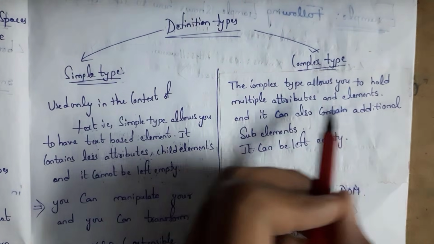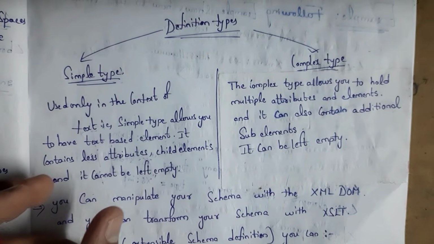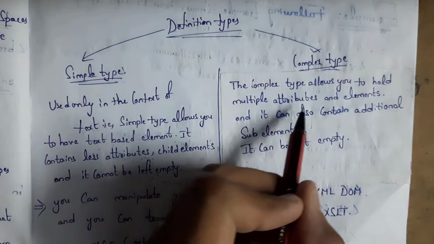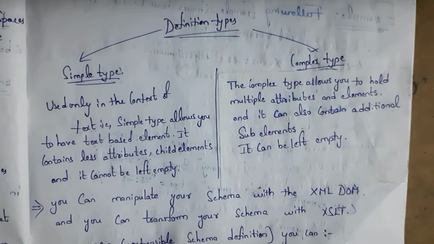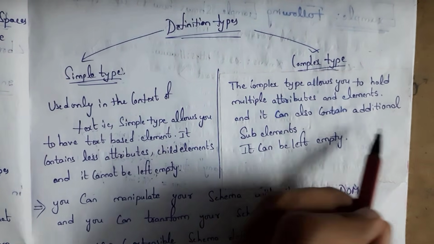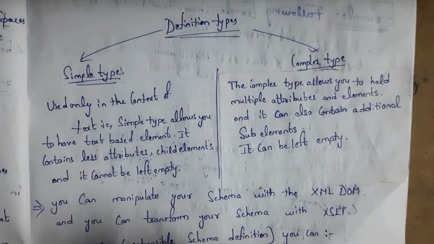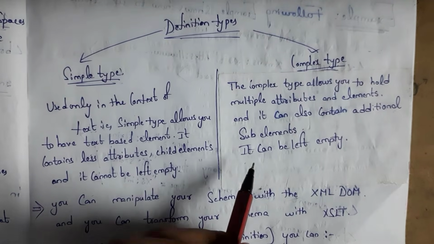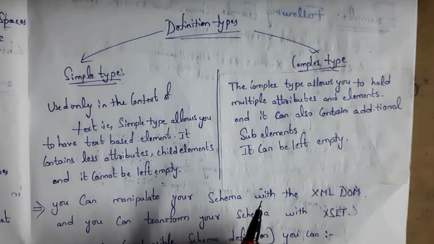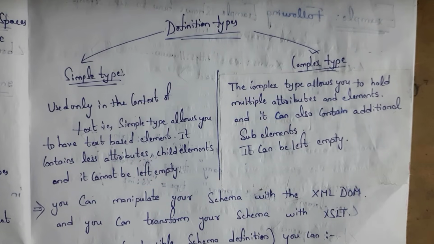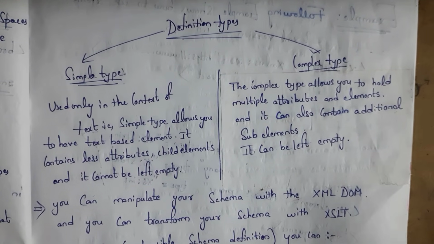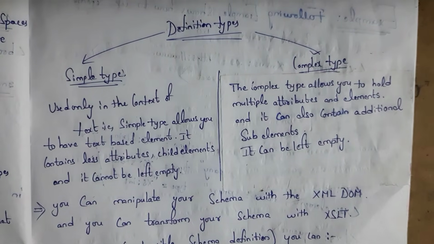Complex type allows you to hold multiple attributes. Simple type contains only fewer attributes, whereas complex type contains multiple attributes and elements, and it can also contain additional sub elements, and it can be left empty. We can also leave this complex type empty. This is the basic difference between simple type and complex type.